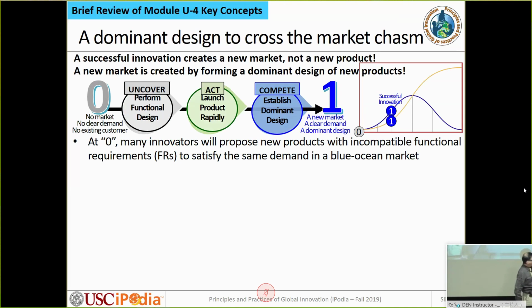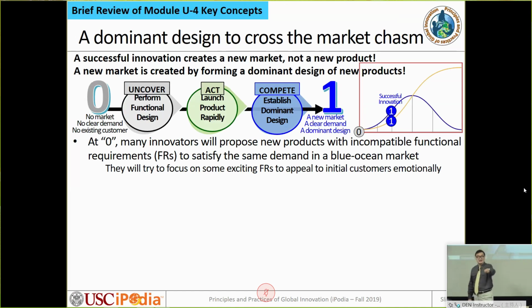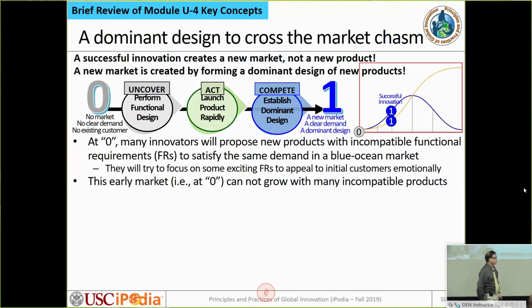So at the 0 point, many innovators will propose new products with incompatible functional requirements to satisfy the same demand in a blue ocean market. Everybody will focus on that demand because you cannot have a patent to protect your demand, right? So everybody can do that, based on their understanding of what will make their customer excited. Remember, that's the key to having excitement features, right? Because every innovator has a different understanding of customers' lifestyle, they will naturally propose different kinds of excitement features. Not all of them will be truly exciting for customers, and therefore customers will be bombarded with multiple offers, and this market will not grow because they have so many incompatible products.